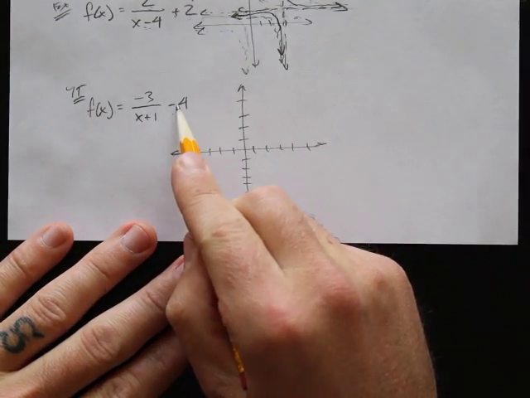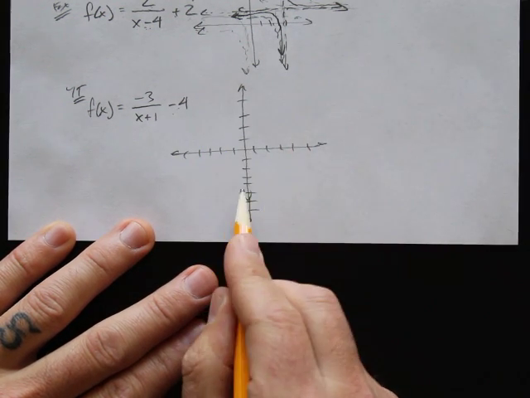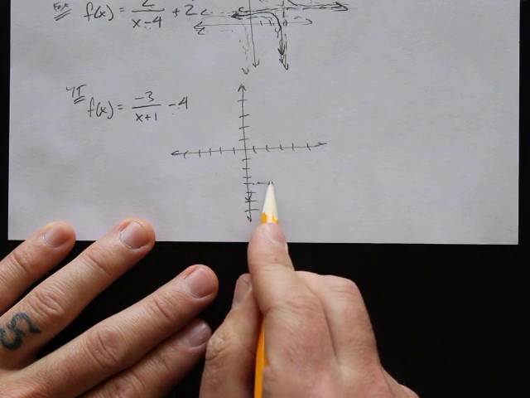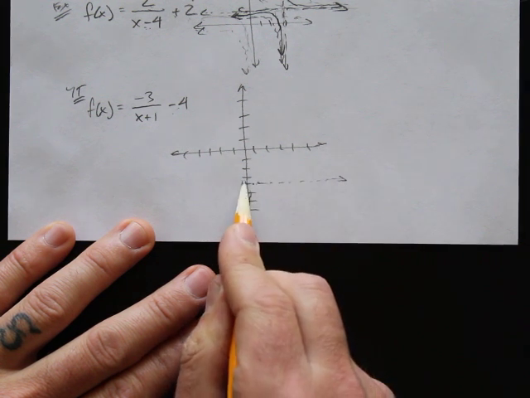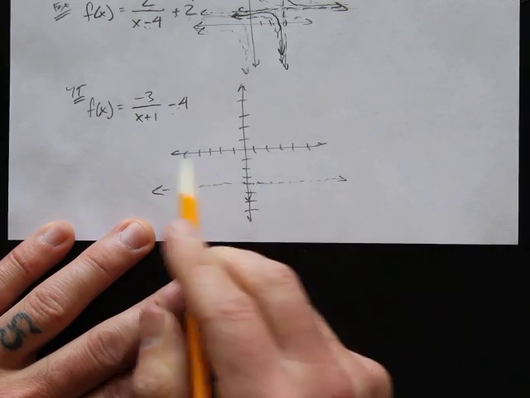So I like doing this negative 4 first. So I'm going to go down 4. 1, 2, 3, 4. There's my 4. And there's my new horizontal asymptote. And that's not going to change. So there it is, my horizontal asymptote.